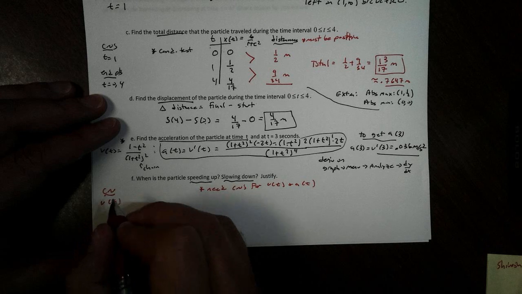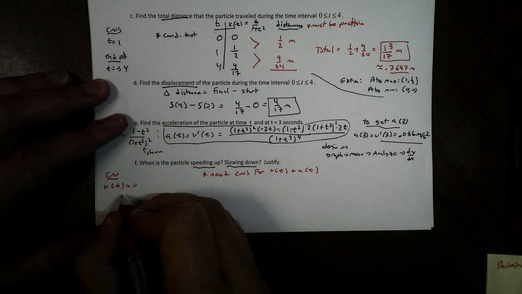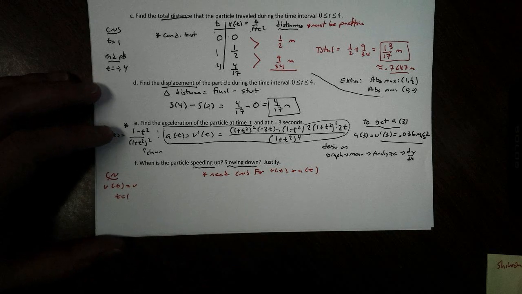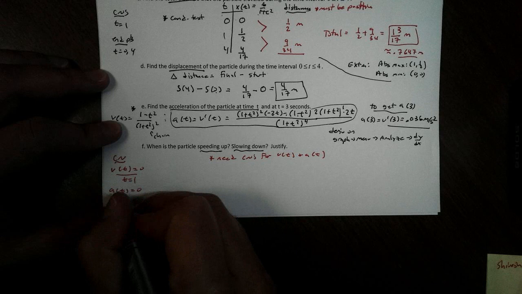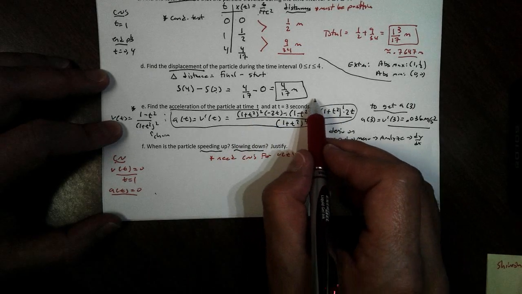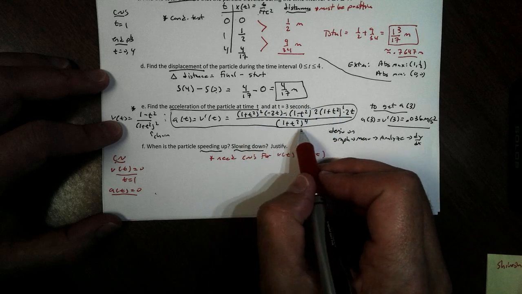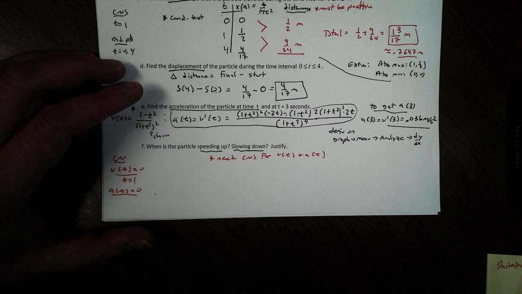My critical numbers for velocity, that's where velocity was 0, we have the one value, t is 1. Well, let's do acceleration equals 0. Well, where does acceleration equal 0? Man, I do not want to solve that equation. Let's take a look. So, how can we find that then on our calculator?